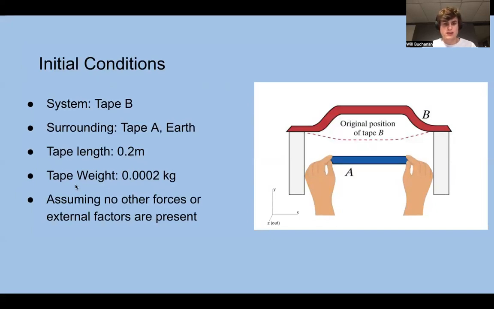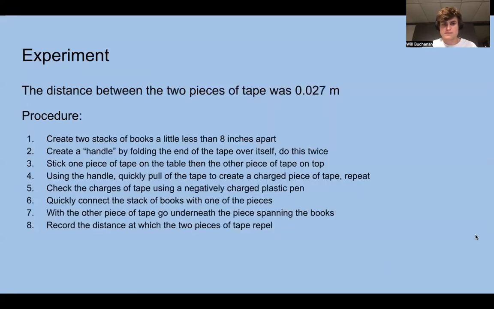And then the tape weight is 0.0002 kilograms. And we're assuming no other forces or external factors are present. And in the experiment, the distance between the two pieces of tape at which the tapes repelled each other was 0.027 meters, or just over an inch. And here's the procedure right here of the experiment I conducted.